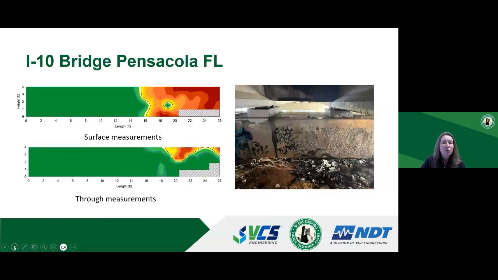And these are results for testing of the pier cap. So here we also compared surface measurements to through measurements and got very similar results. Through measurements showed that although there was surface damage from approximately 16 feet to 26 feet, the damage to the core of the pier cap was limited to essentially the top right corner of the pier cap.